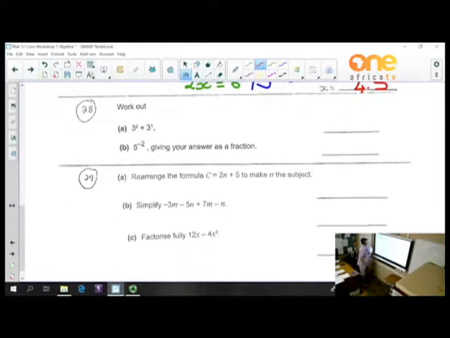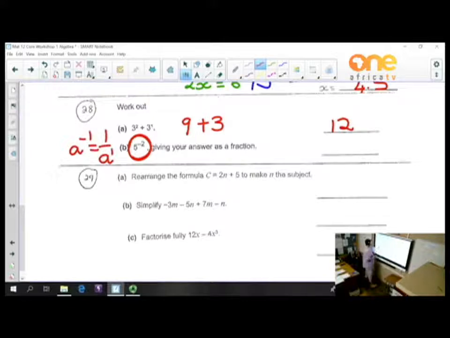Question 28. Indices. Now, this you can do on your calculator. 3 to the power of 2 is 9, plus 3, and the answer is 12. Again, this one, the negative index, can you remember? A to the power of negative 1 is the positive reciprocal. So this becomes then 1 over 5 to the power of positive 2, which you can also write as 1 over 25. Both will be acceptable.